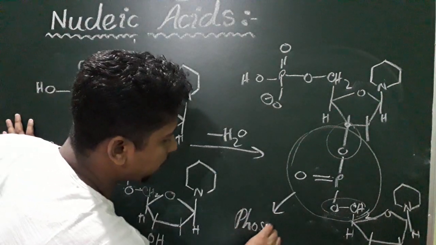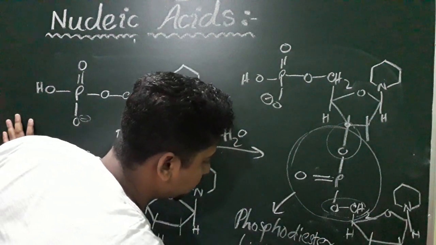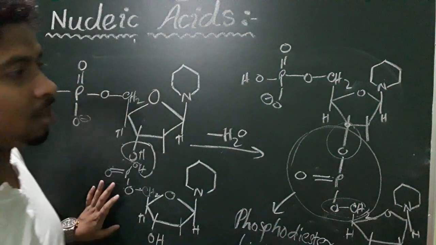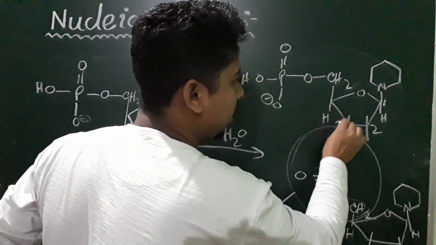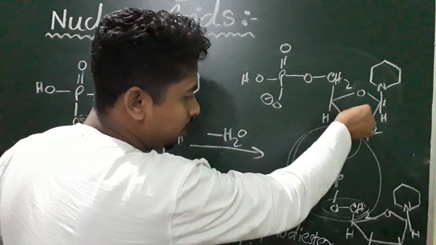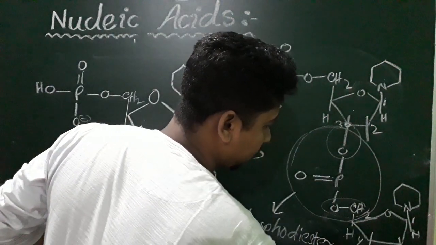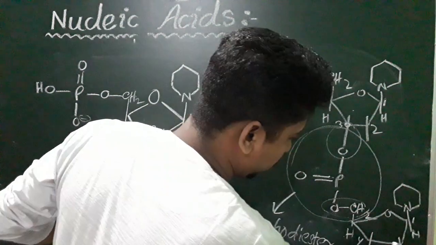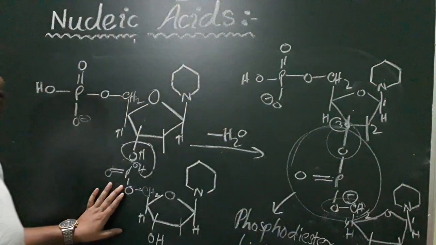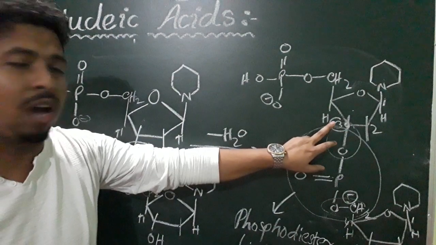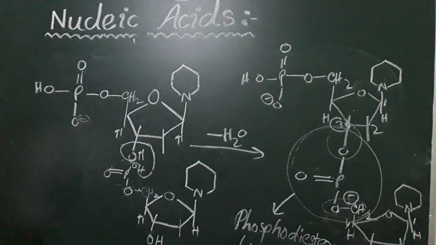So this is the phosphodiester linkage, and it is formed between the third carbon, 3 prime carbon, of one sugar unit and the fifth carbon of another sugar unit. This is carbon number 1, 2, 3, this one is 4 and this one is 5. So third carbon and fifth carbon. This phosphodiester linkage is formed between the third carbon of one sugar and the fifth carbon of another sugar molecule.